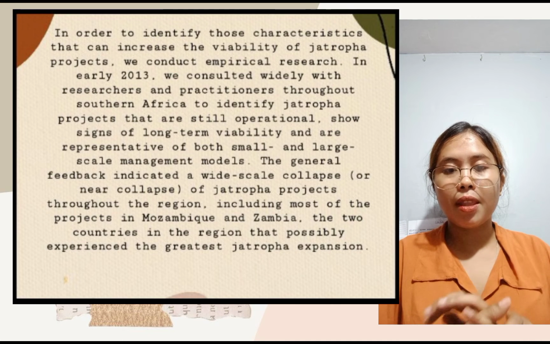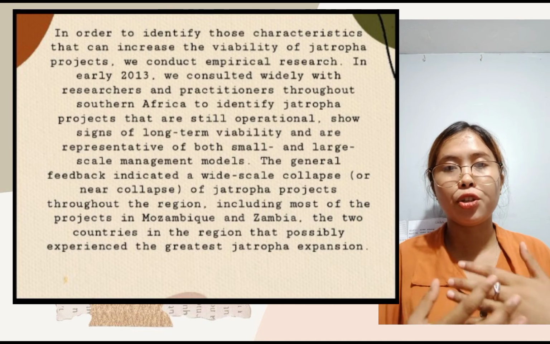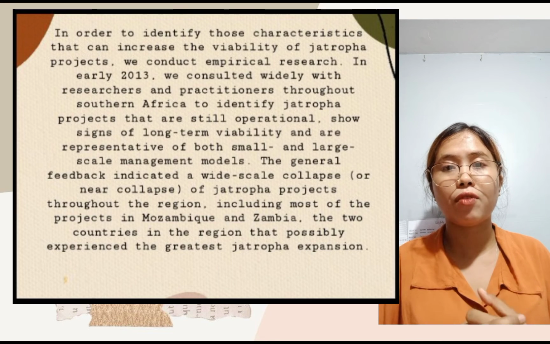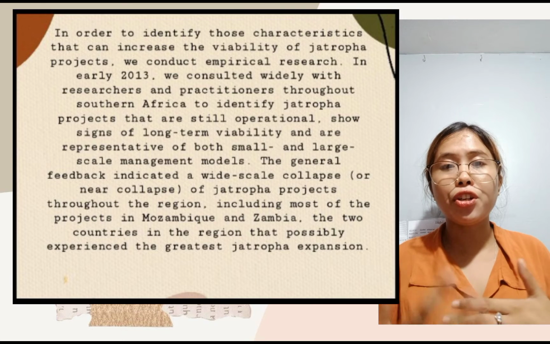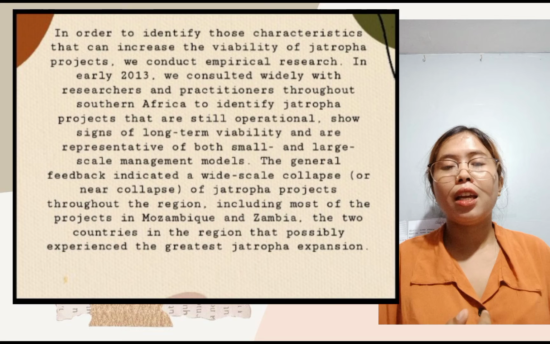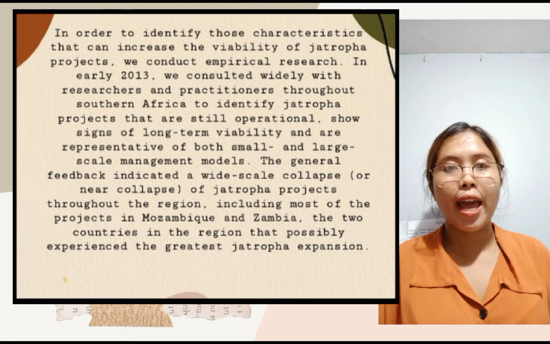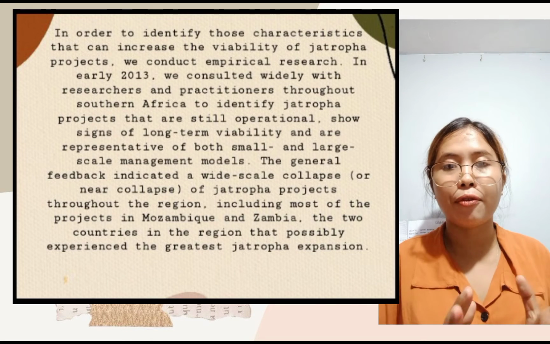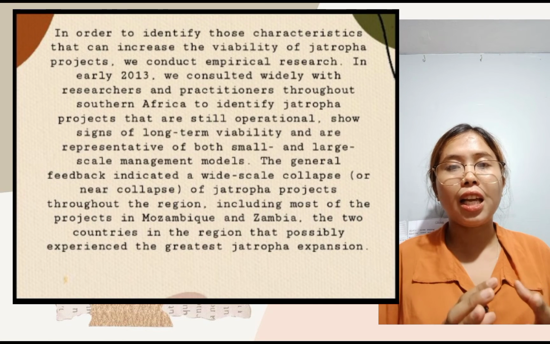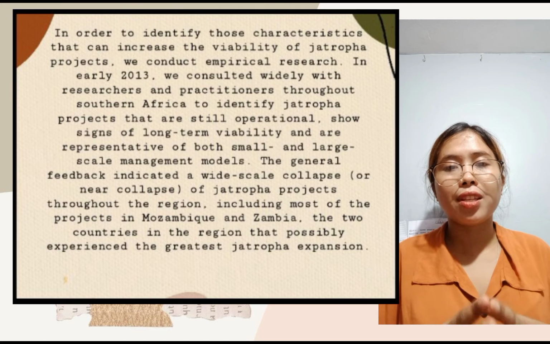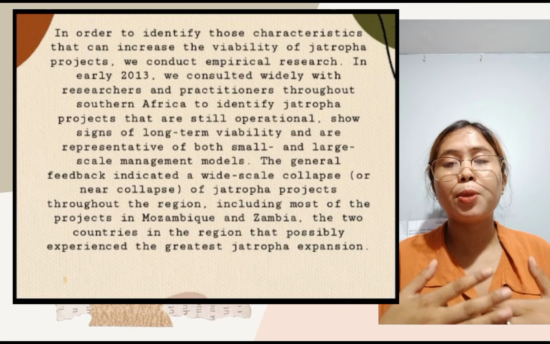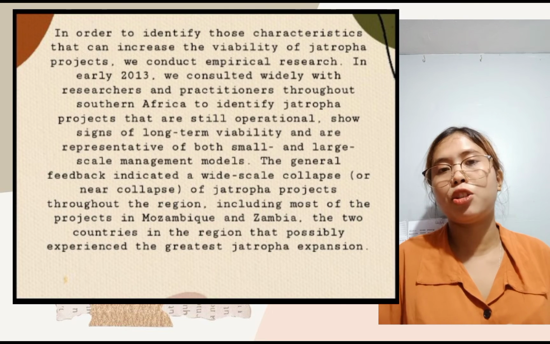This is one of the methodologies of the research journal. In order to identify those characteristics that can increase the viability of the Jatropha project, the researchers conducted empirical research. So in early 2013, they consulted widely with researchers and practitioners throughout Southern Africa to identify the Jatropha projects that were still operational and also showed signs of long-term viability and were very representative and large-scale management models.